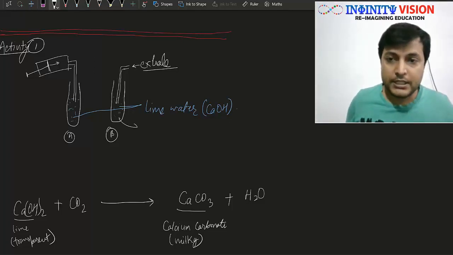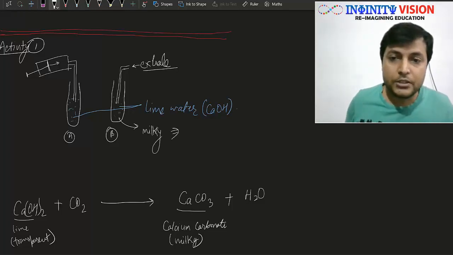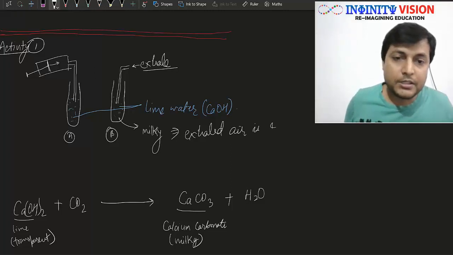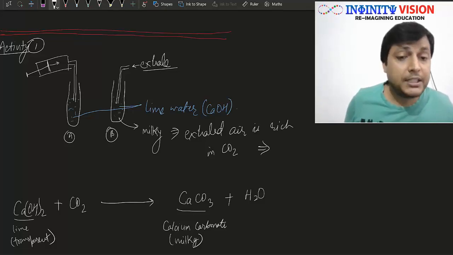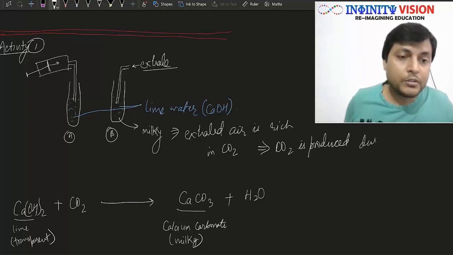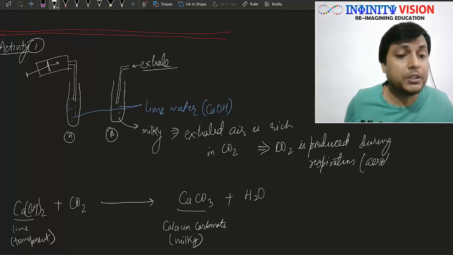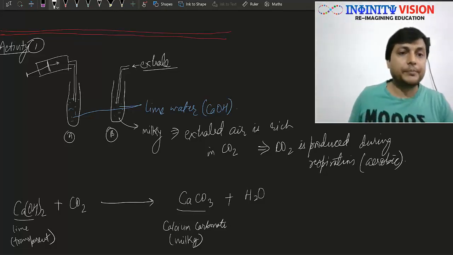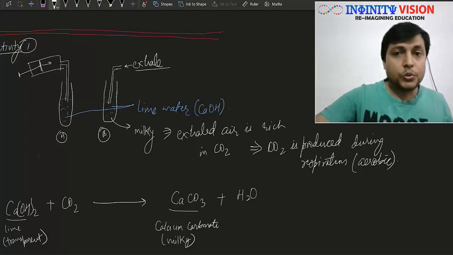So this will turn milky, and this shows that exhaled air is rich in CO2. This means that CO2 is produced during respiration. Which respiration? Human, so aerobic respiration. So this is aerobic respiration. Okay, so this is the first activity. Let us do another activity.